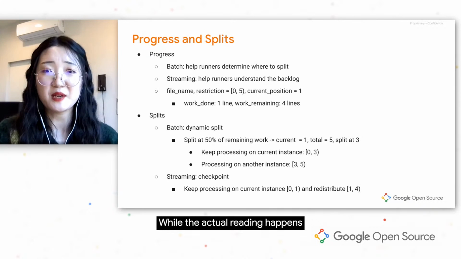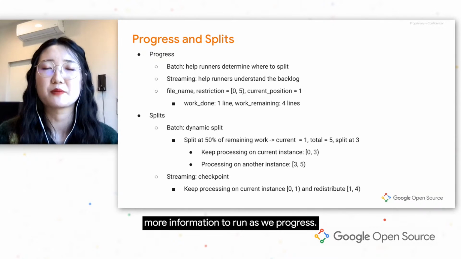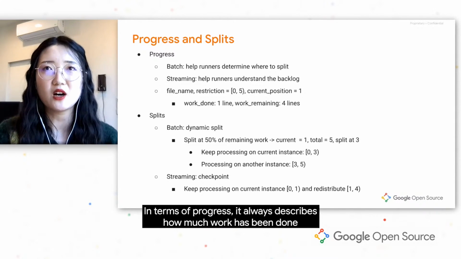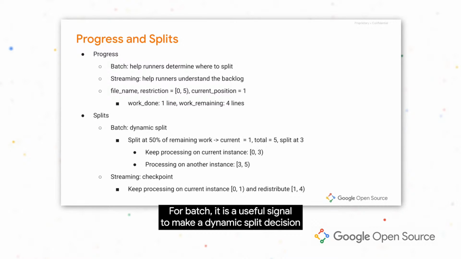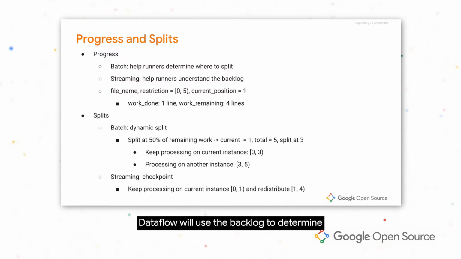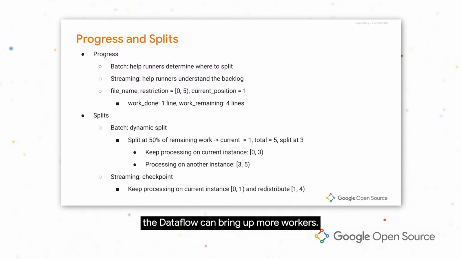While the actual reading happens, we should think about whether we want to provide more information to the runner. That's progress. Progress describes how much work has been done and how much work has been left for this source. For batch, it's a useful signal to make a dynamic split decision, and for streaming, it's useful to let the runner know the backlog. Especially for Dataflow, Dataflow will use the backlog to determine whether to bring up more workers to work on the source. So if we can let the runner know we still have a lot of work to do, Dataflow can bring up more workers, and our streaming pipelines will be faster.